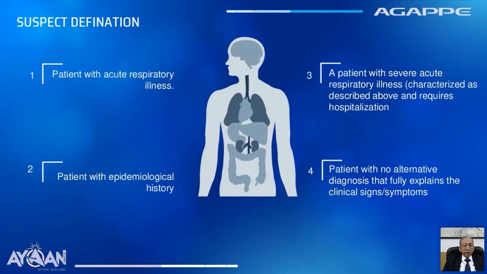So, who are the suspects? These are the patients with acute respiratory illness, patients with epidemiological history, patients with respiratory illness, and patients with no alternative diagnosis that fully explains the clinical signs and symptoms.